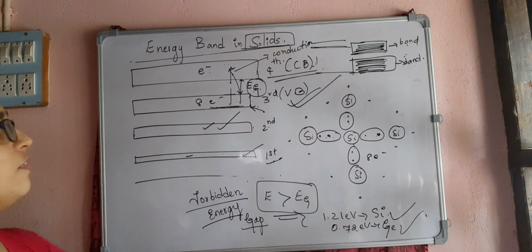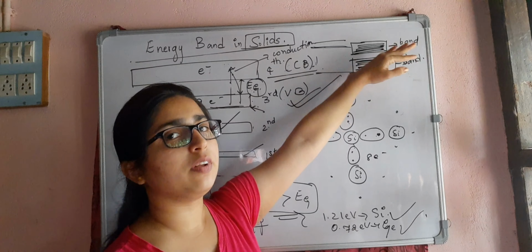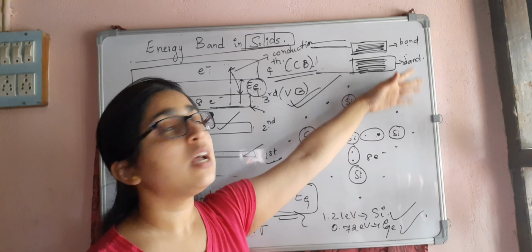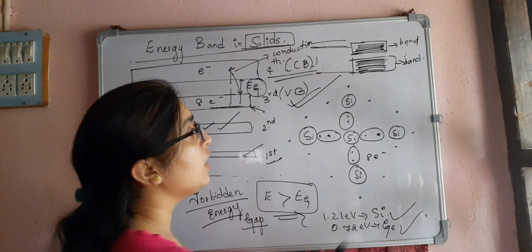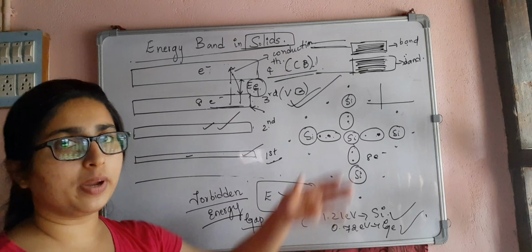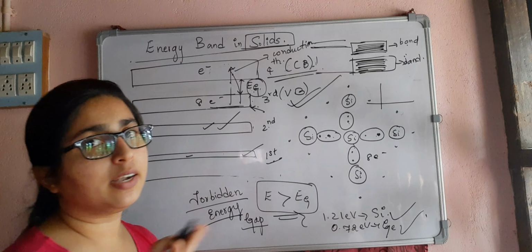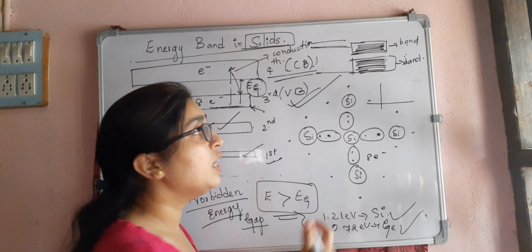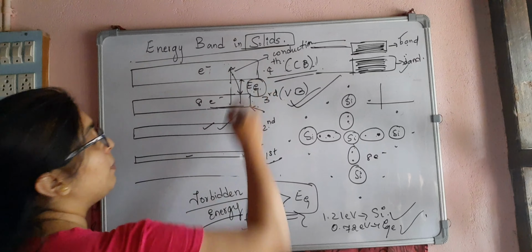Okay, so this is the valence band, this is the conduction band. You know that a band means it has multiple energy levels, but they appear to be continuous, so they are called a band. I have also explained with respect to interatomic distance how the splitting of these energy levels takes place and then the formation of the band takes place. Okay, so this is the first, second, third and fourth band.